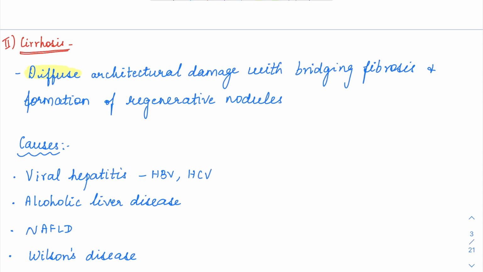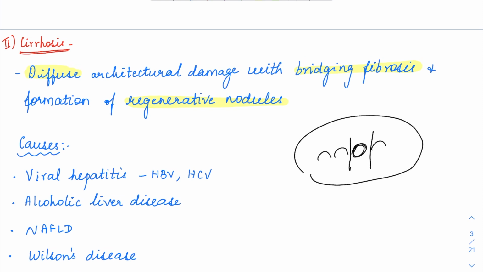There is going to be bridging fibrosis, which results in the formation of regenerative nodules. So damage and repair are happening simultaneously. The entire liver is going to be converted into multiple regenerative nodules separated by fibrous septae. So this is a diffuse process involving the entire liver, and this is the definition of cirrhosis.